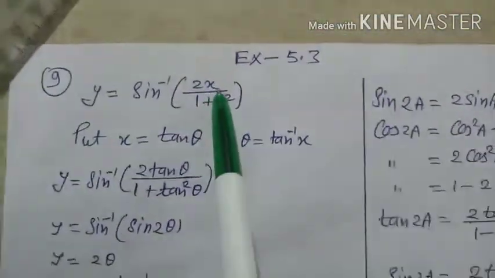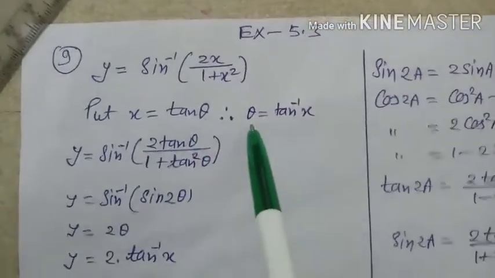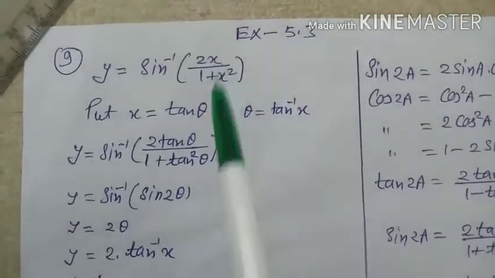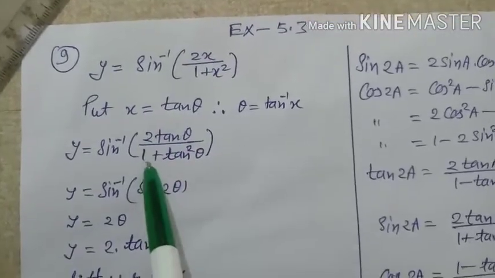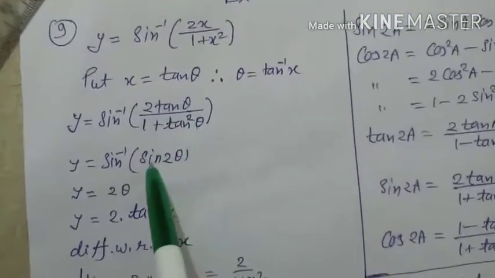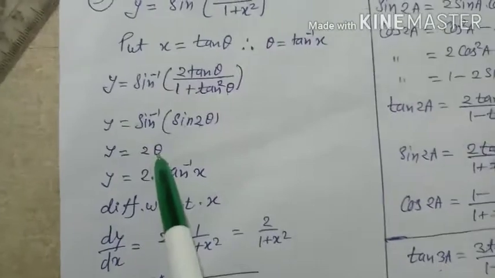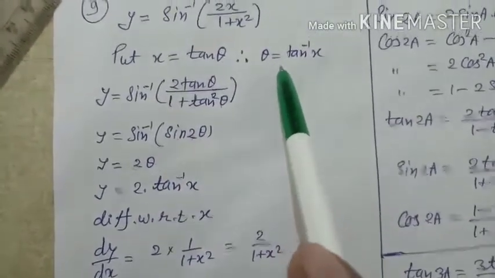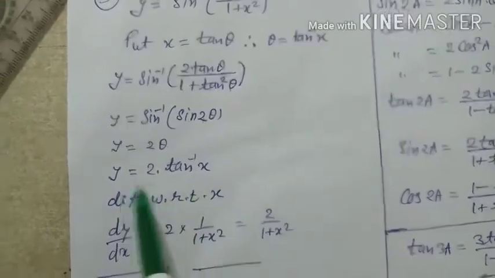So in place of x, put x is equal to tan theta. Then theta is equal to tan inverse x. Now in place of x write tan theta, so it will be 2 tan theta upon 1 plus tan square theta. 2 tan a upon 1 plus tan square a is the formula of sin 2 theta. Here sin inverse and sin cancel out, only 2 theta remaining, and in place of theta write tan inverse x. So y is equal to 2 times tan inverse x, which is a very simple equation.